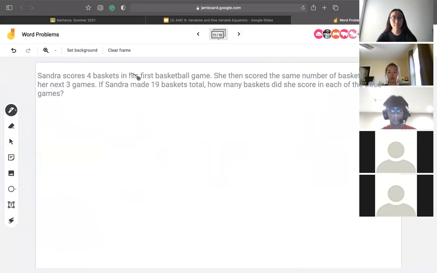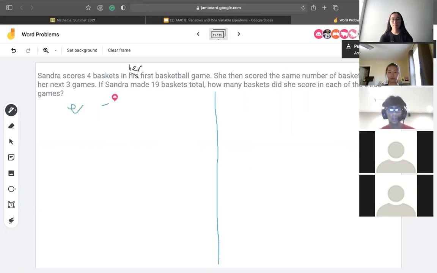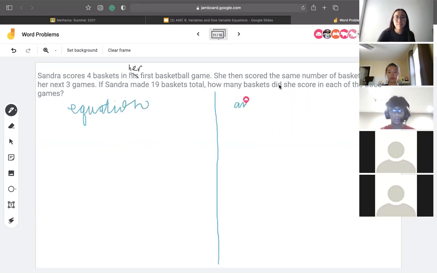Okay. All right. Sandra scores 4 baskets in her first basketball game. She then scored the same number of baskets in each of her next 3 games. If Sandra made 19 baskets total, how many baskets did she score in each of the 3 games? So one side equation, the other side the answer.